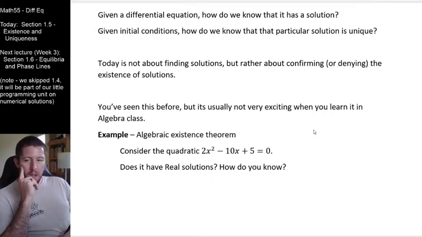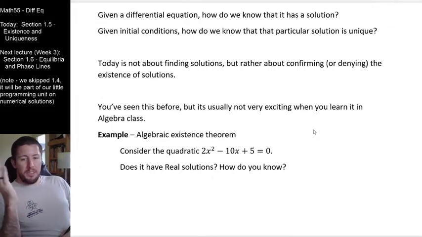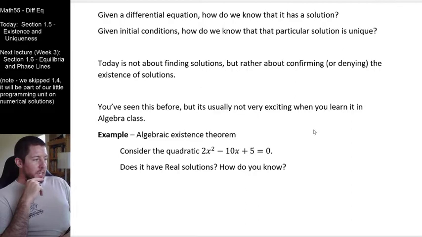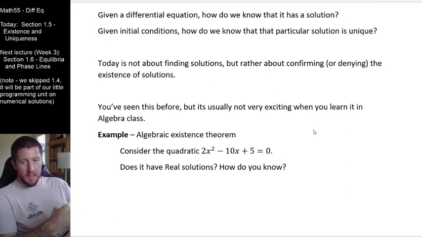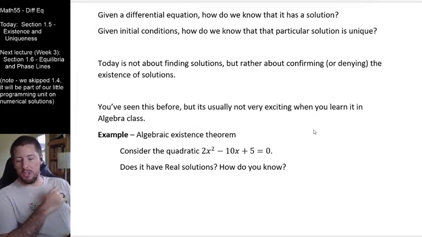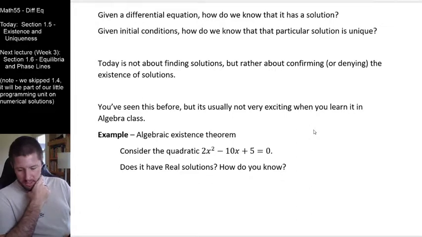How do you know? Well, obviously, a thing that you could think to yourself is, we could try and factor this, or we could try to complete the square, or we could use the quadratic formula and stuff. But I'm not interested in finding the solutions. I'm interested in knowing if it has a real solution or not, right? Not complex solutions out there.